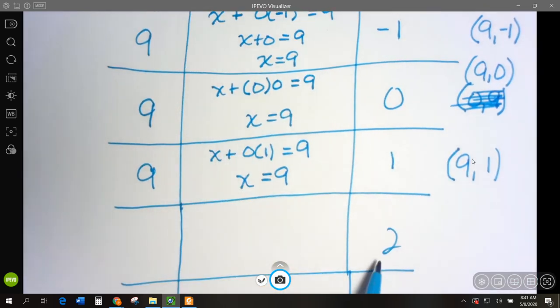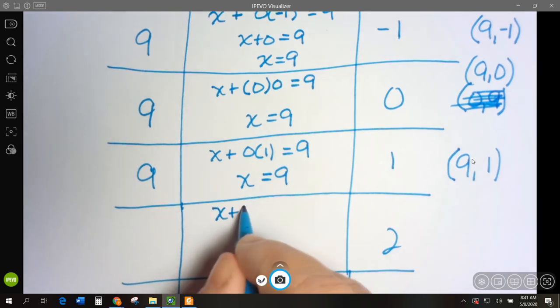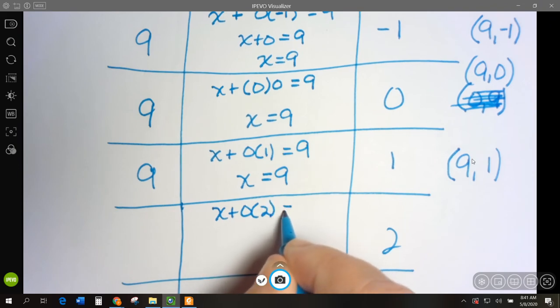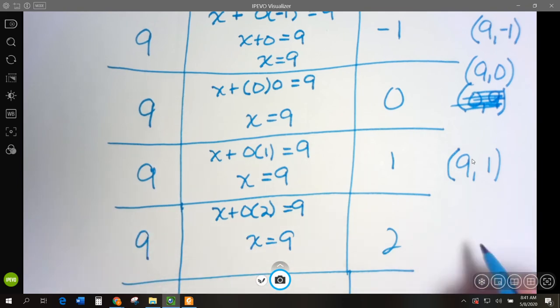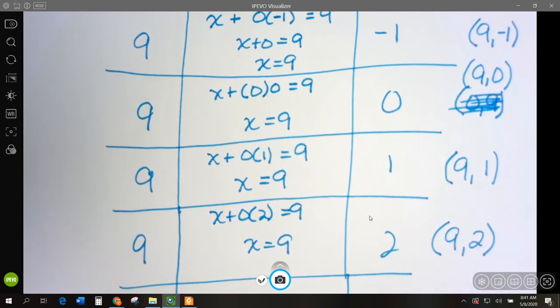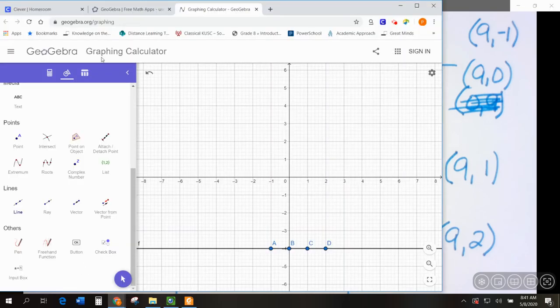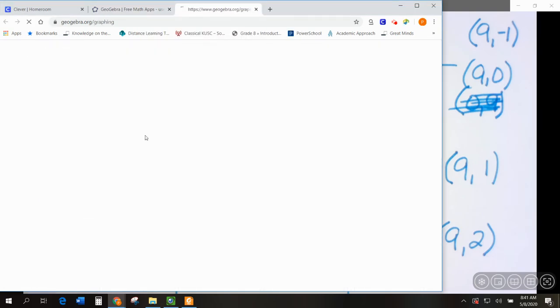And now when y is 2, we have x plus 0 times 2 equals 9, which is x equals 9. So x is 9. Our coordinate points, x is 9, y is 2. So now we're going to go back over to our GeoGebra. And we're going to start graphing again.